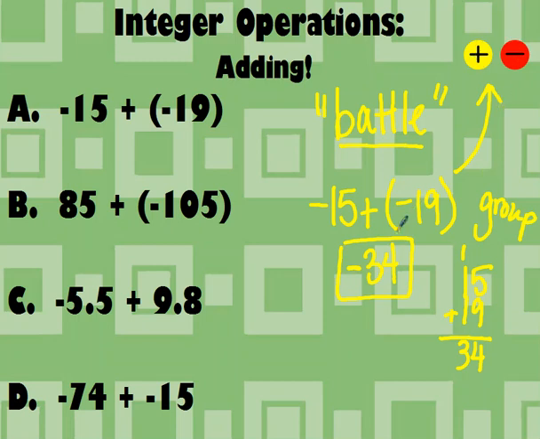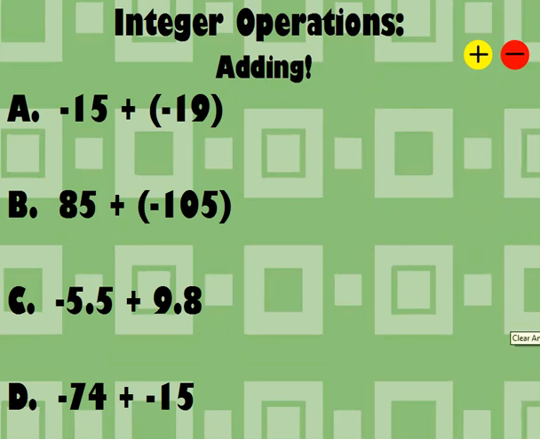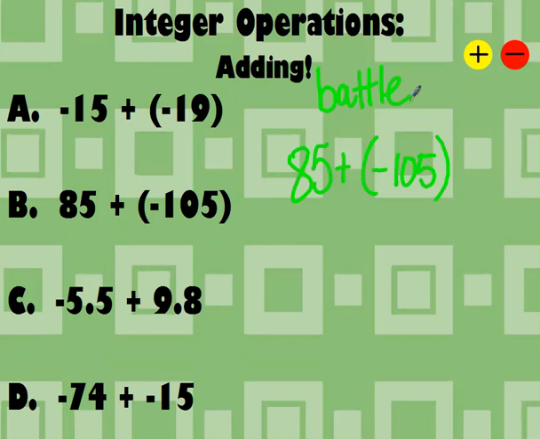They're on the same team. You group them. Okay? So B says 85 plus -105. 85 plus -105. So these guys, our strategy again, we're talking about battling. If they have a different sign, which means one's a positive and one's a negative, that means they're not on the same team. So if they're not on the same team, we are going to battle.